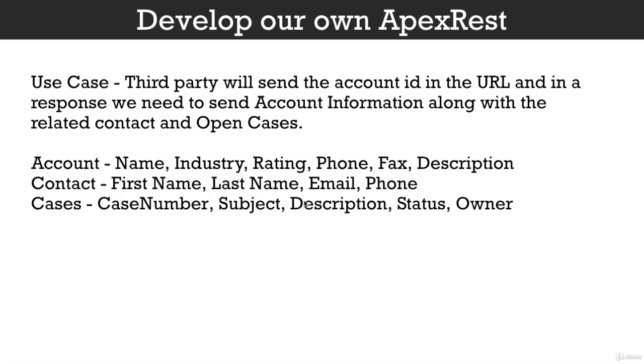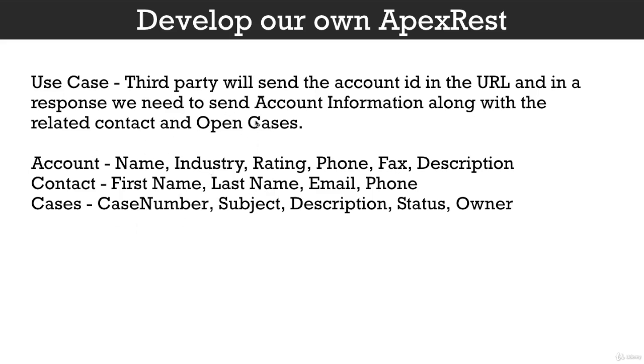So what information we need to send is, for the account, name, industry, rating, phone, fax and description. And for the contact, we need to send the first name, last name, email and phone. And for the open cases, we need to send the case number, the subject of the case, the description, the status and who the owner of that case is. So this is a very simple use case where we need to send the information. That means our third party system will be sending us a GET request because they want to get the data, and then we need to send this information to the third party system.